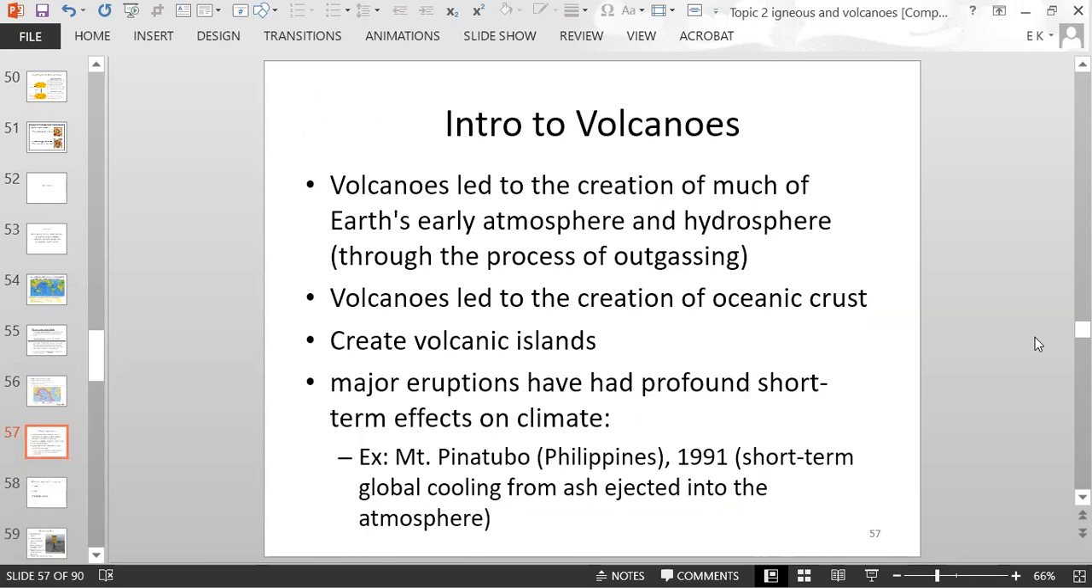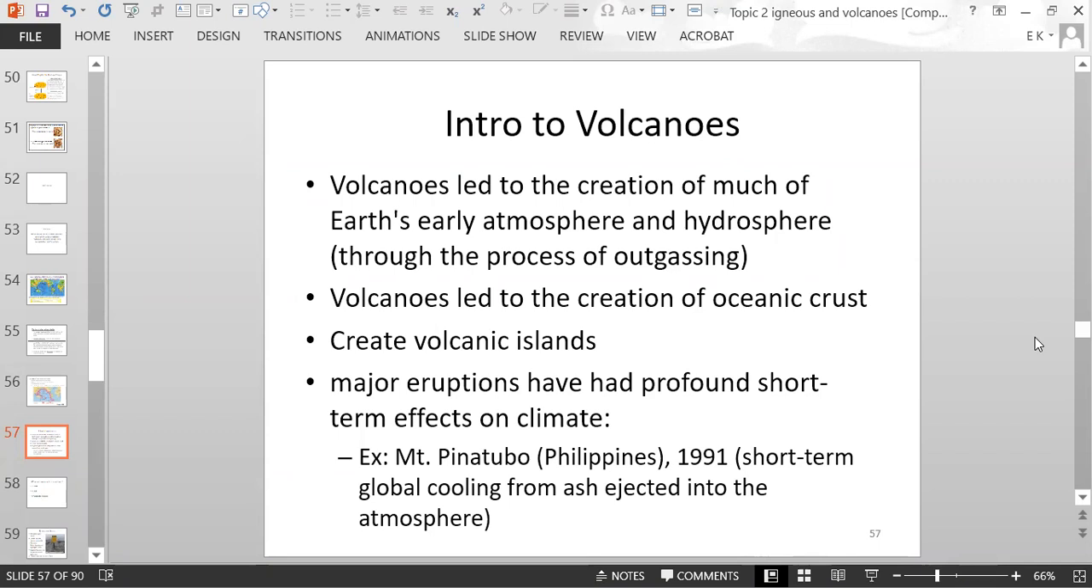Volcanoes led to the creation of much of the Earth's early atmosphere and hydrosphere through the process of outgassing. And we talked about that in the first lecture, if you want to refer back to that. And volcanoes led to the creation of ocean crust. Volcanoes also create what we call volcanic islands through the process of forming volcanic island arcs, which we will discuss when we do plate tectonics.